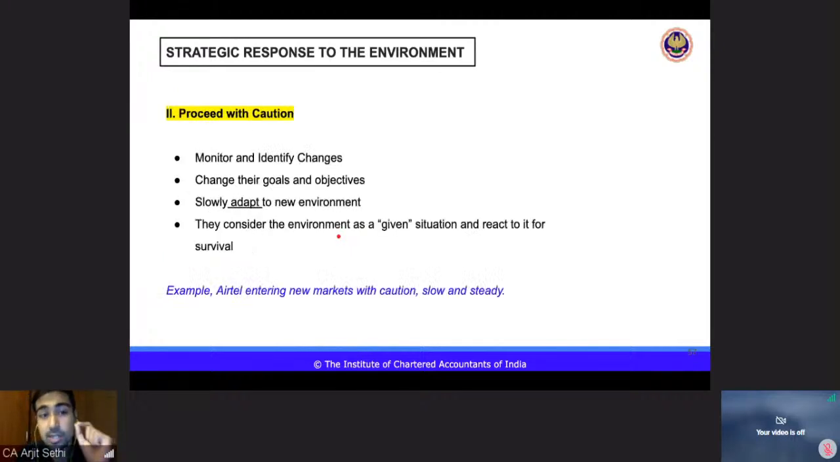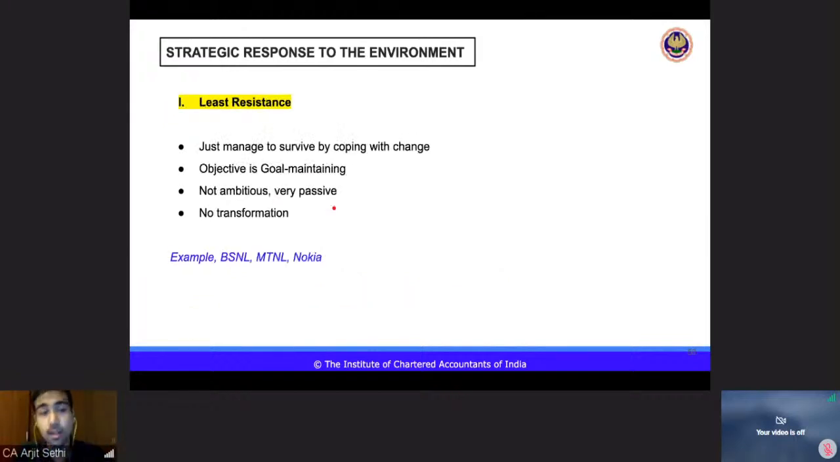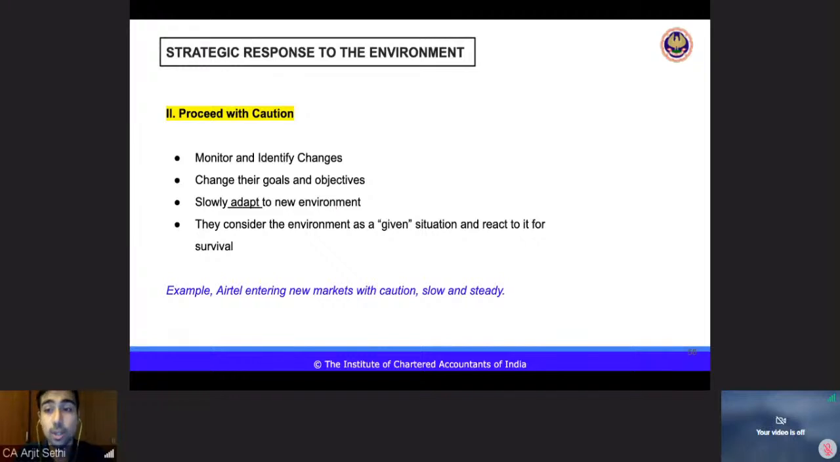Second strategy, proceed with caution. Proceed with caution is I monitor and identify the changes. I did an analysis. I found out what is changing. I changed my goals. I changed my objectives. I start changing myself, but slowly, right? I slowly adapt to new. Least resistance is not changing at all. Proceed with caution is changing, but slowly, right? We slowly adapt. Adapt means to bring about a change, right? To adapt to a new thing, to bring about a change.